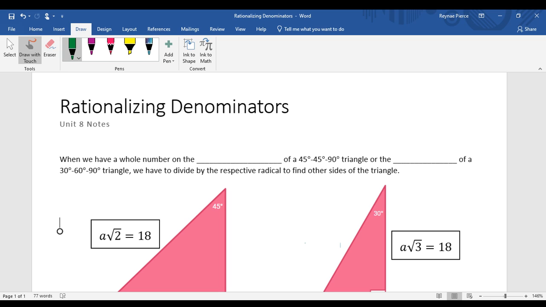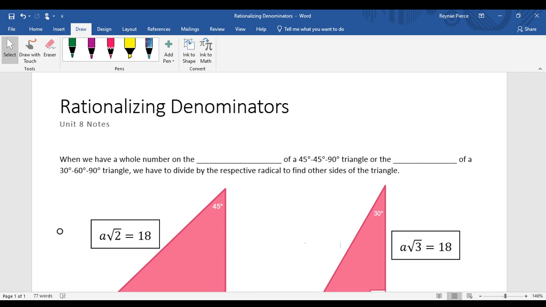Okay, the notes that you are going to complete for your virtual day today are about rationalizing denominators. What that means is sometimes when we have to divide by a radical, we don't want that radical in the denominator. Rationalizing the denominator is going to change how something looks, but it's not going to actually change the value of it.